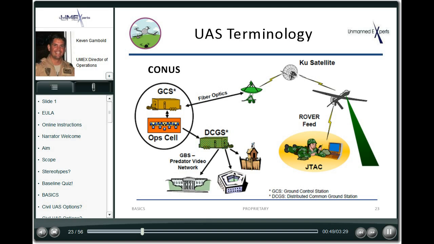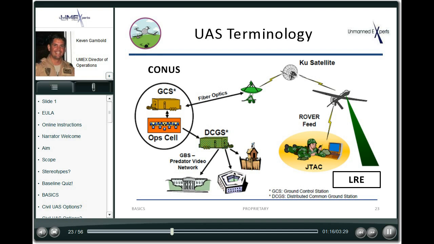There's a satellite link in the center, and the aircraft is flying on the right-hand side in theater. And we'll discuss each of the links and what the names of the various areas are. So let's start with, on the right hand side where the aeroplane is, this aircraft in theater is launched and landed by a team called the Launch Recovery Element, the LRE.